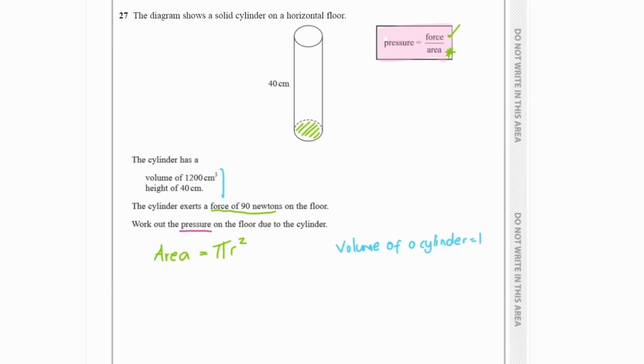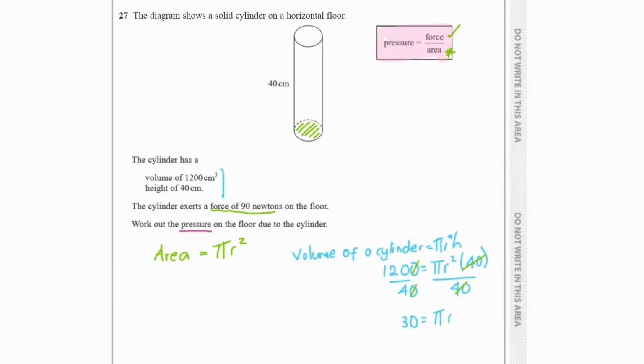We also know that the volume of a cylinder is given by the formula pi r squared times h. So if we substitute what we know in that formula, we know that the volume is 1,200, and this will be equal to pi r squared times the height, which is 40. If we divide both sides by 40, we can simplify this to 120 divided by 4, which is 30, which means that 30 is equal to pi r squared.